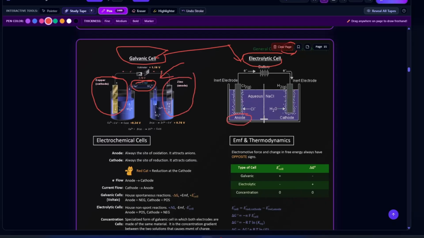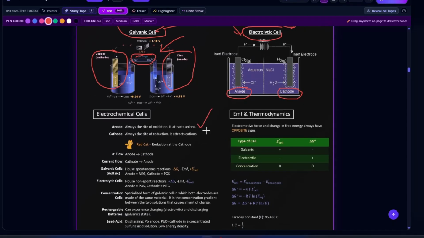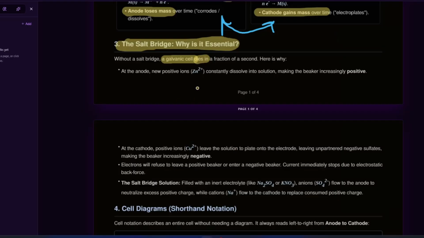And here in the electrolytic cell, you have the cathode and anode. We just went over cathode and anode, red cat, electron flow, and current flow. Now we're going to go a little bit deeper into the salt bridge. At the anode, new positive ions, Zn2+, constantly dissolve into solution, making the beaker increasingly positive. At the cathode, positive ions leave the solution onto the electrode, leaving unpartnered negative sulfates, making the beaker negative.